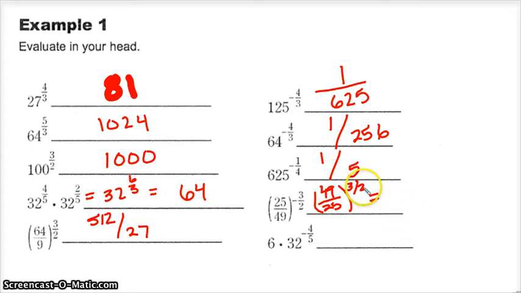Alright, the second root of 49 is 7. I raise that to the third power, and I get 343. The second root of 25 is 5. I raise that to the third power, and I get 125. Alright, last, I'm going to do 6 times the negative 4/5 root of 32. I'll end up with 1 over 16. Alright, now it's your turn. Try the problems on your own on the back, and then check your answer.